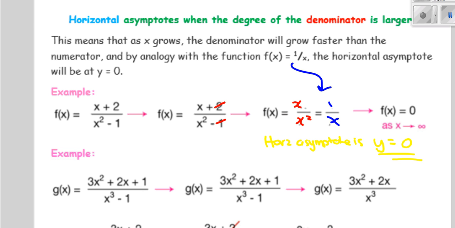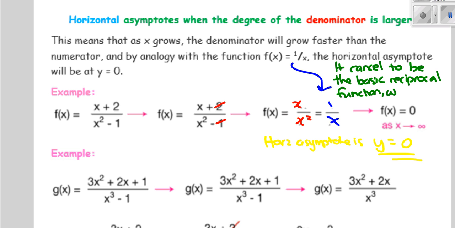So we should probably write it down. Can you make a note? So it cancels to the basic reciprocal function, which is 1 over x, and the basic reciprocal function has a horizontal asymptote at y equals 0.